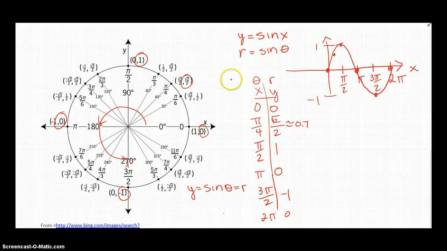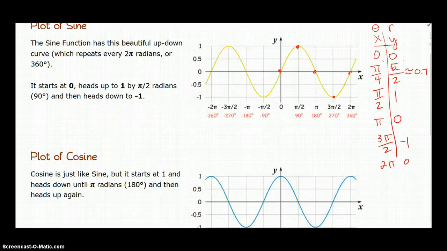So let's copy this chart and look at that first chart and see if they match. You can see they do match because 0 is 0. Pi over 4 is about in between 0 and pi over 2, which is about 45 degrees, is about 0.7. And there's where the scale is here. And pi over 2 we know is 1. Pi we know is 0. 3 pi over 2, -1. 2 pi is 0. So that is the shape of sine.